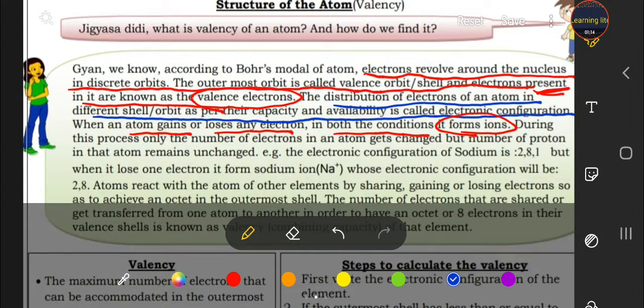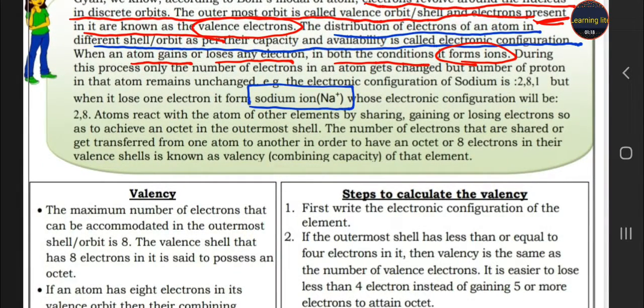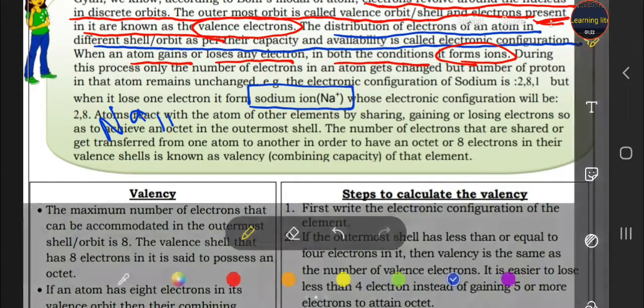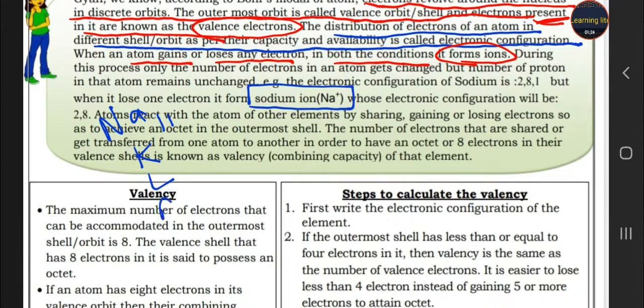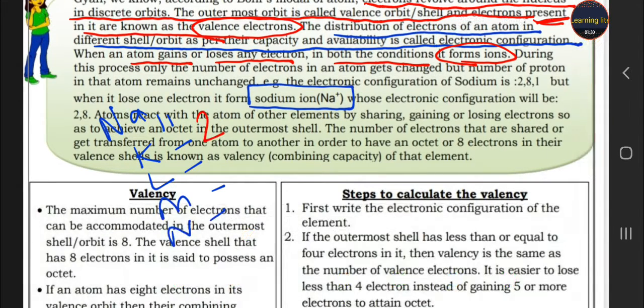For example, there is the sodium ion, Na positive. How does this form, student? Sodium has atomic number 11. If we distribute it in different shells, we have 4 shells, K, L, M, N. K shell has 2 electrons, L has 8 and M has the rest. So 2, 8, 1. The outermost shell has 1 electron.